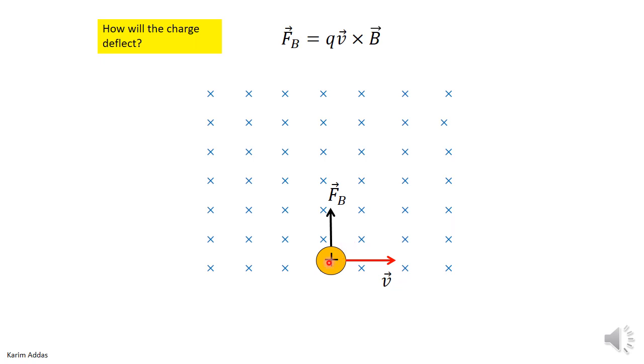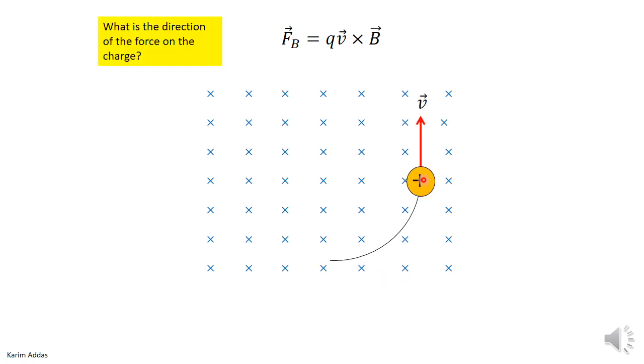So what will happen to this charged particle? It's moving with a velocity v, but it's experiencing a force upwards, so it will start to deviate upwards, like that. And when the charge reaches this position, it will be moving upwards with a velocity v. And now in this position, what would the force be?